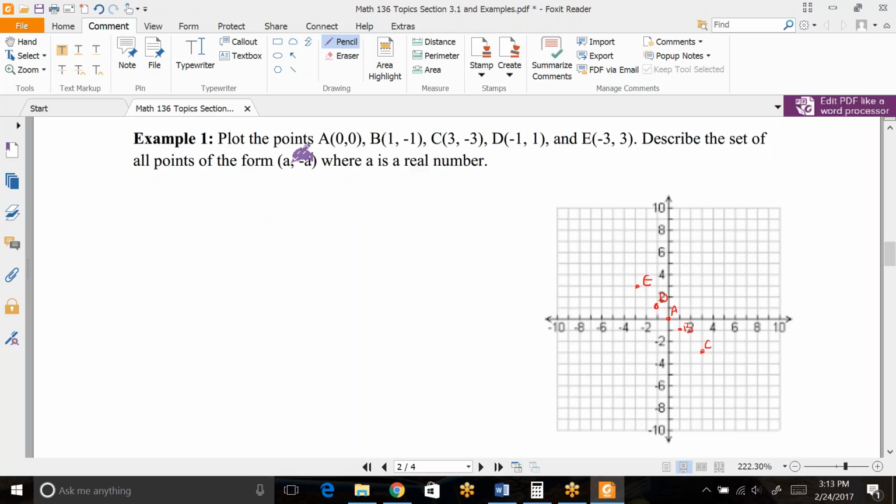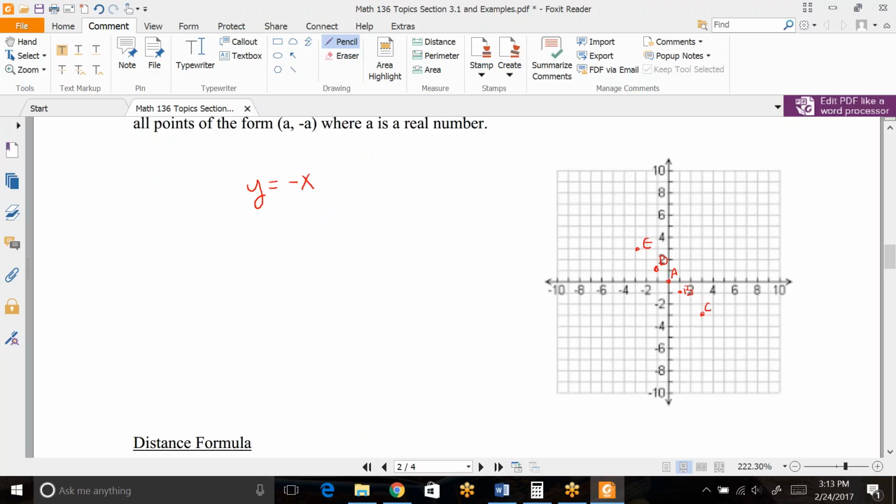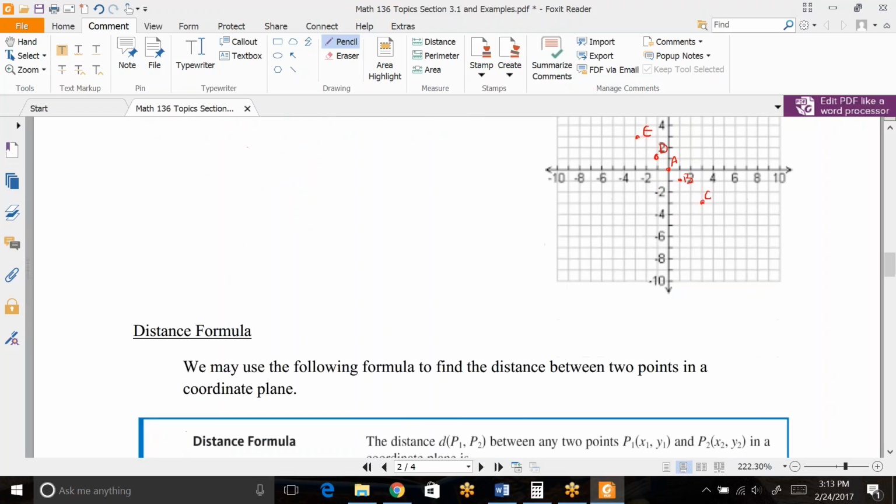But another way of thinking of it is just saying what's happening here. Y is always the opposite of X. So that is actually an equation that represents all possible points that could look like these. We'll talk about this last part more as we get into section 3.3. But the main thing is plotting the points correctly.